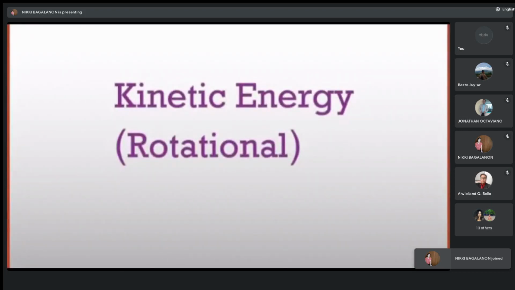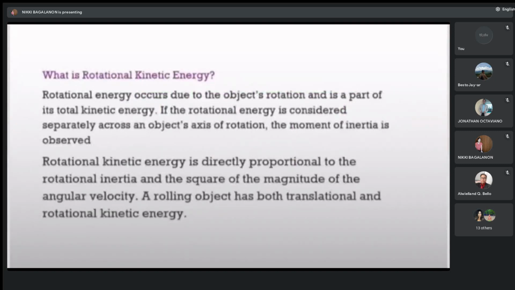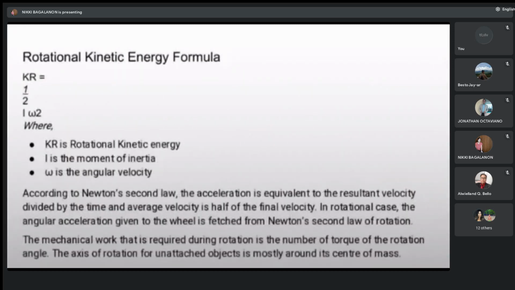Afternoon, classmates. So today our topic is all about rotational kinetic energy. So what is rotational kinetic energy? Rotational energy occurs due to the object's rotation and is a part of its total kinetic energy. If the rotational energy is considered separately across an object's axis of rotation, the moment of inertia is observed. Rotational kinetic energy is directly proportional to the rotational inertia and the square of the magnitude of the angular velocity. A rolling object has both translational and rotational kinetic energy.